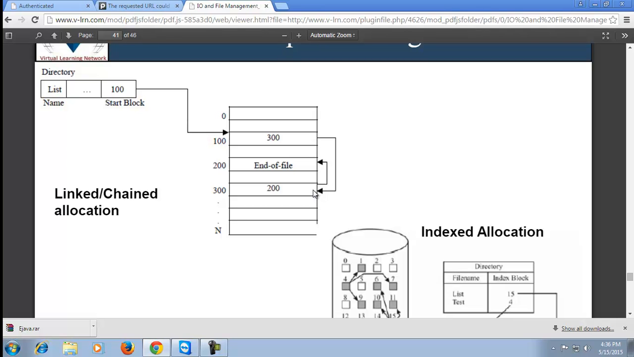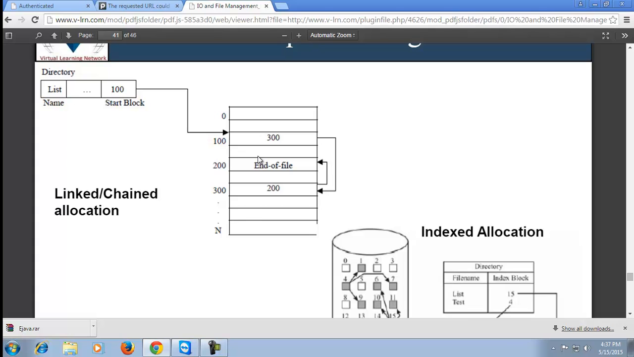From this location, we have the next location address, that is 200. From this location we have to move to the 200th location, and it has the end of file or a null pointer, which does not have a next reference to another location. So we can understand this is the end of the list.